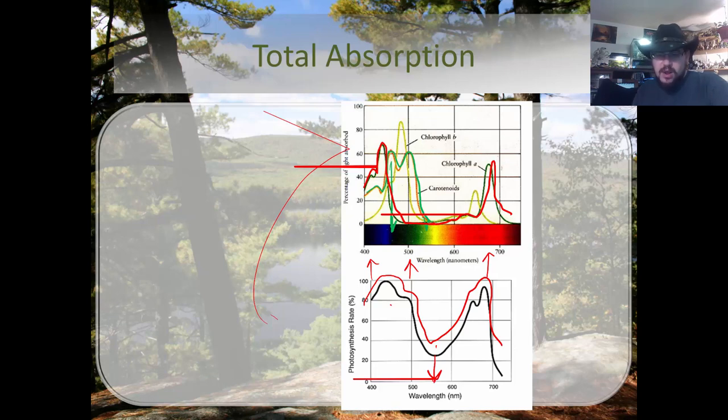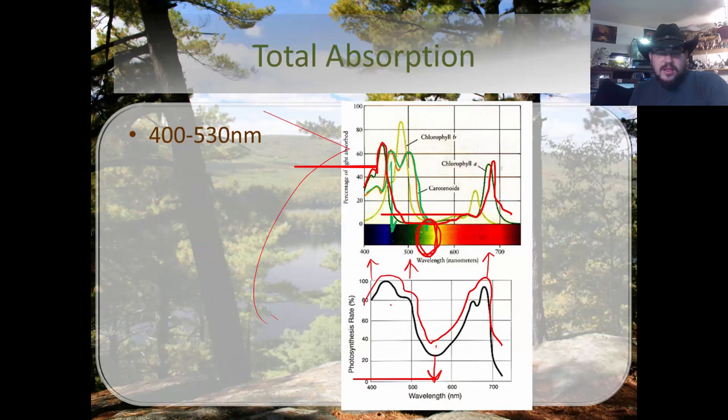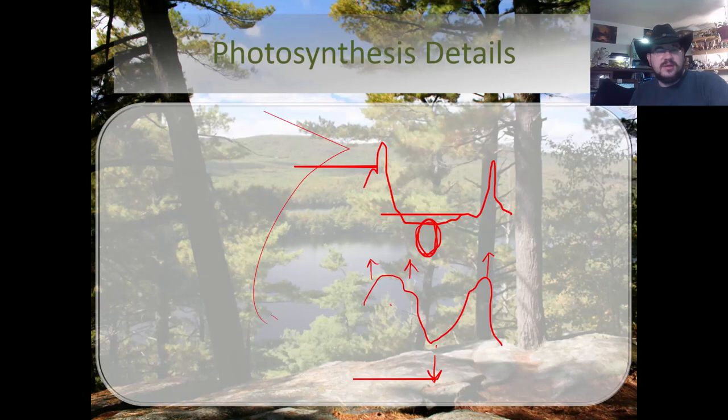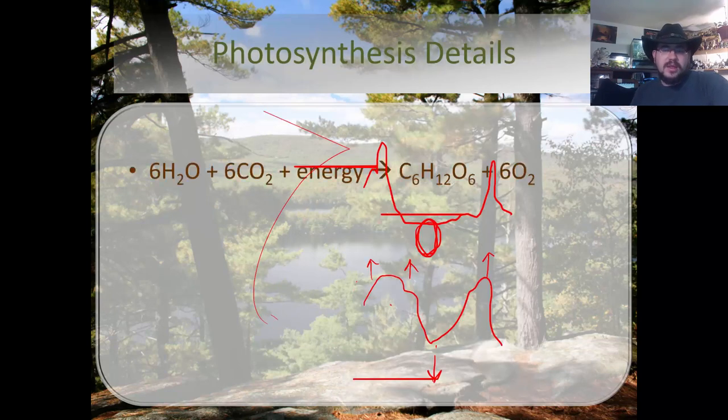And you'll see down here we have that basic no absorption. And what is that? Oh, look, it's the greenish yellow. So our peaks are in the 400 to 530 and 600 to 700 nanometer range. So the blues and violets and the reds. So pretty cool.